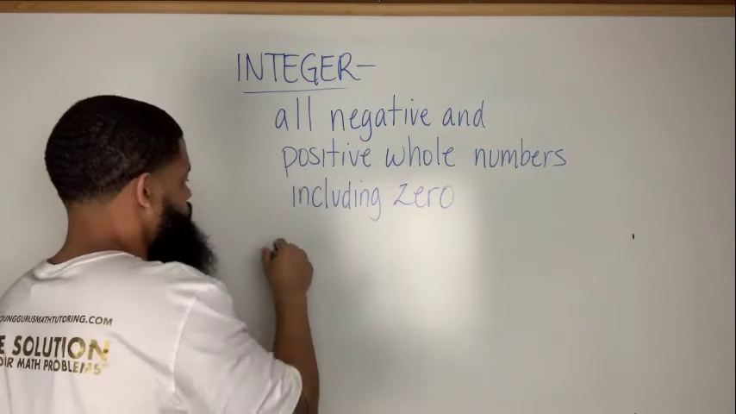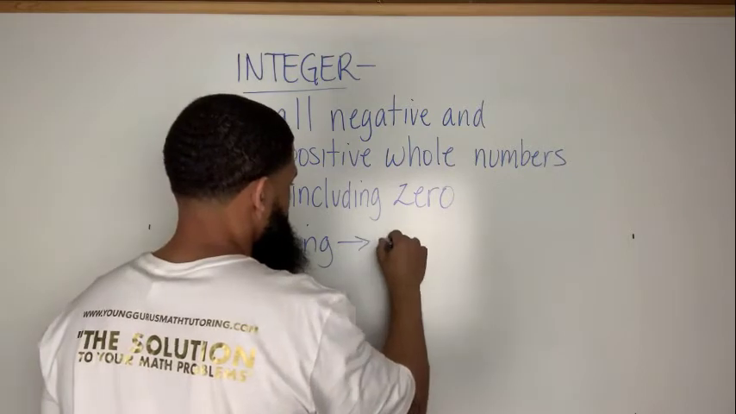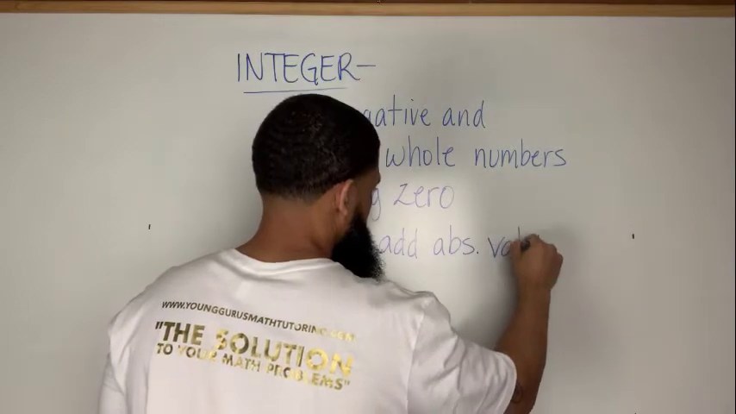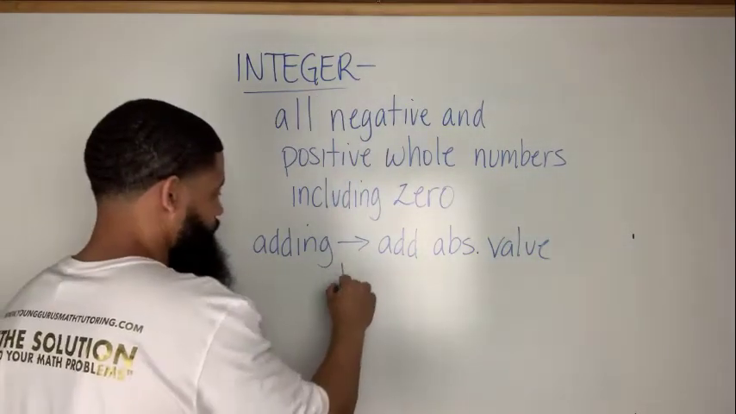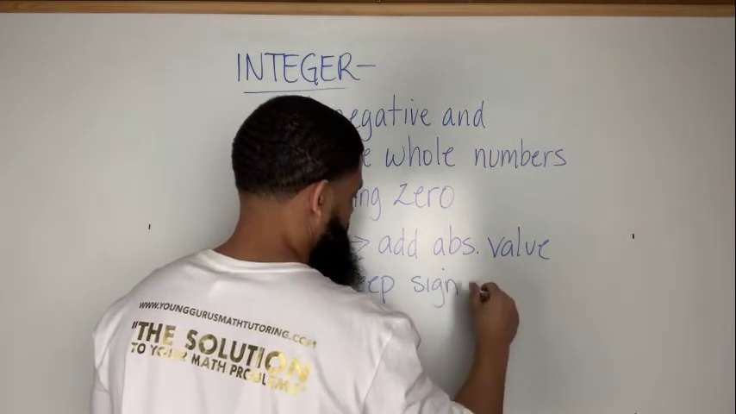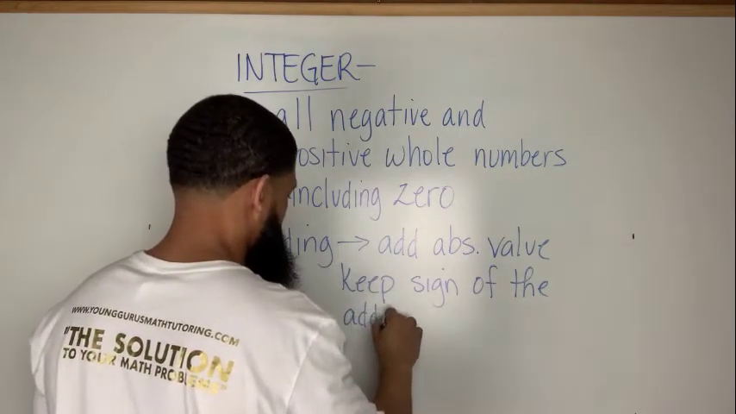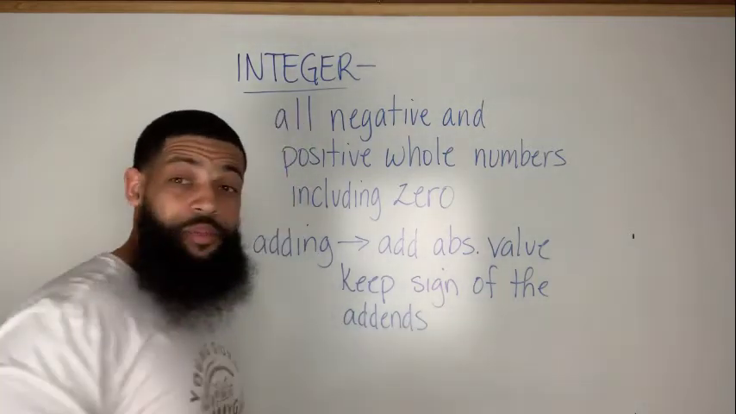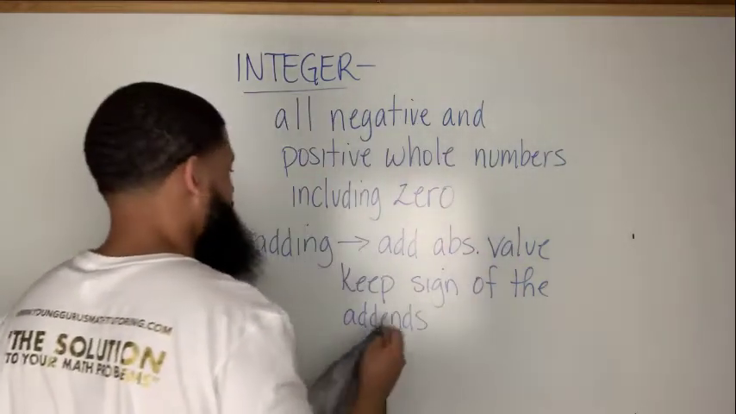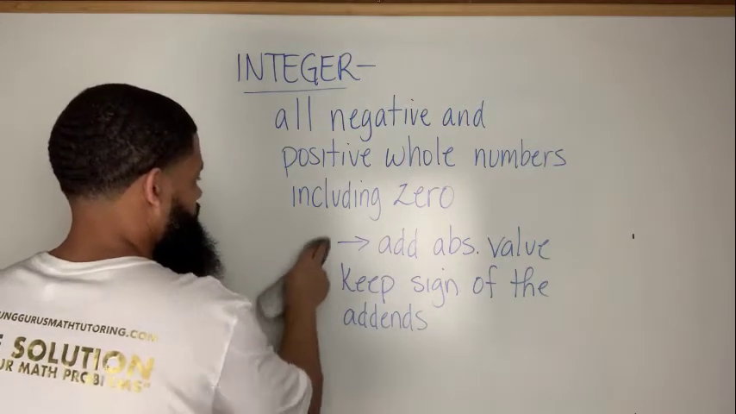All right. So now, when we're adding, as I said, add absolute value. You add the absolute value of both numbers, keep the sign. I'm writing shorthand. All right, keep the sign of the addends. The addends are the numbers that we're adding. Now, when we are adding, and this is for when they have the same sign.